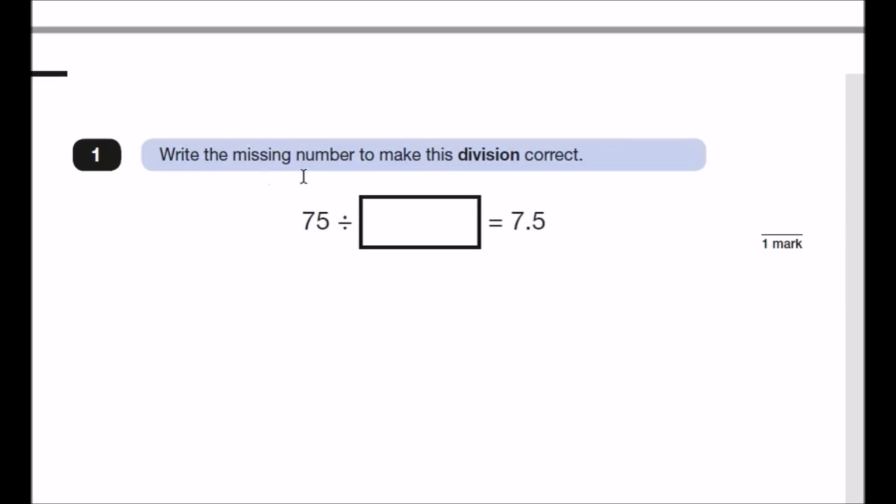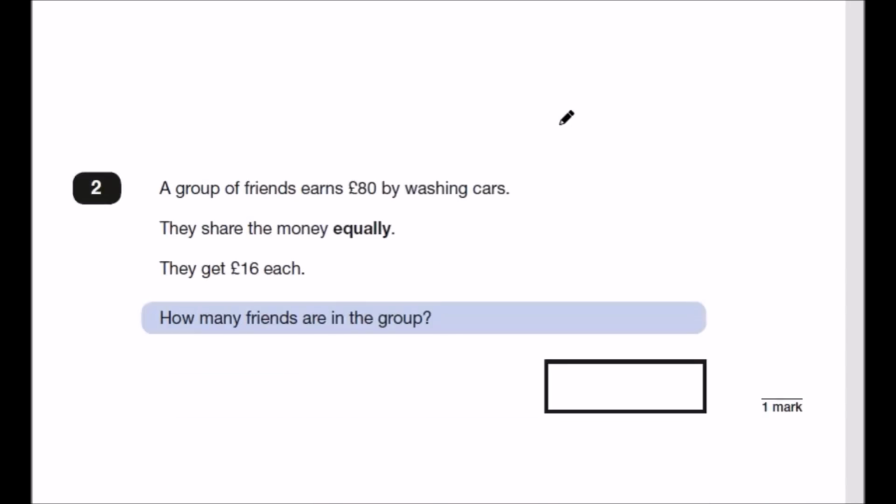So let's jump in. Number one, write the missing number to make this division correct. So 75 divided by something should give you 7.5. Well, if you look closely, you can see that 7.5 could be multiplied by 10 to give you 75. So you could divide this by 10 to get 7.5. So it must be 10. Let's get my pen out. So this should be 10.